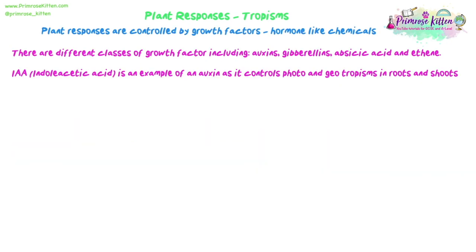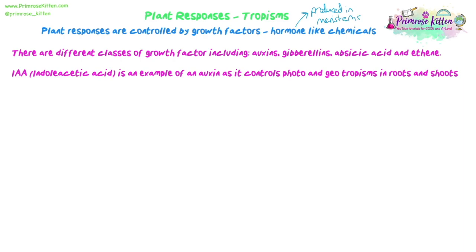Okay, so plant responses are controlled by growth factors. And we use the term growth factors here, but they behave in a similar way to hormones. So they're hormone-like chemicals. They are produced at the tips of roots and shoots in the meristem. There are different classes of them, and they can travel around the plant by diffusion, active transport, or even in the vascular tissue if they need to.